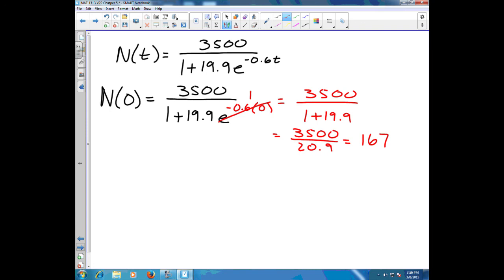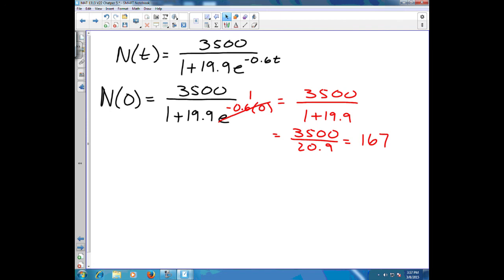Notice that number doesn't give you an exact value, but we're talking about people, and we can't have 0.4 or 0.5 of a person. So just round down to the nearest whole number. The actual answer there should be 167.5, but since we can't have 0.5 of a person, that just means that we had 167 who were initially infected.